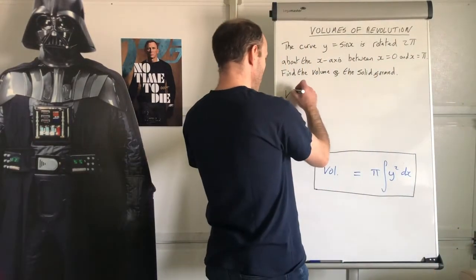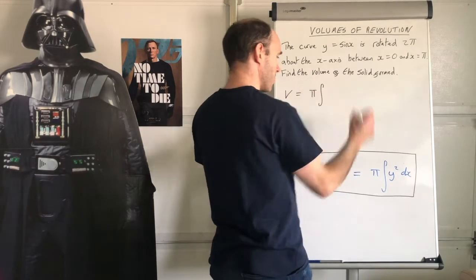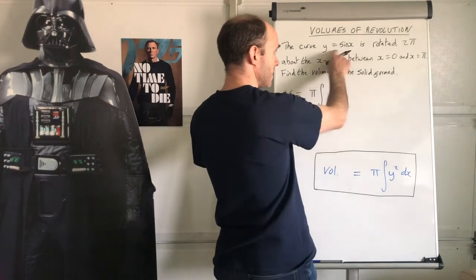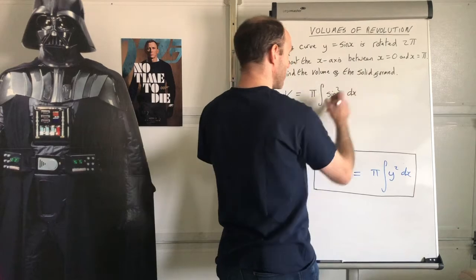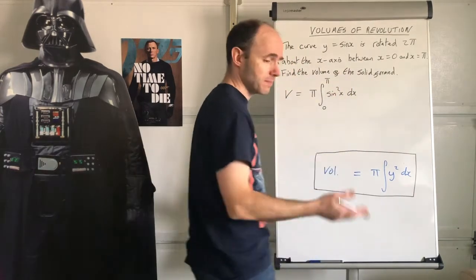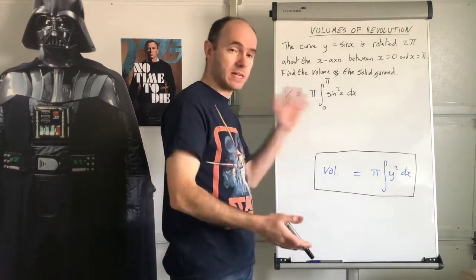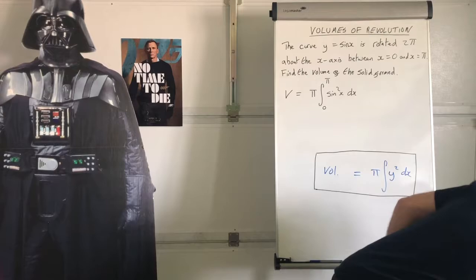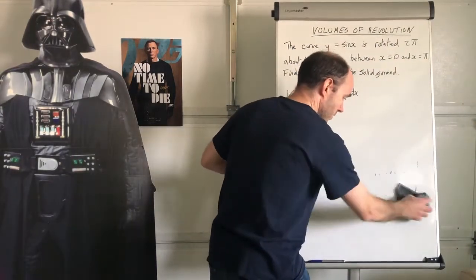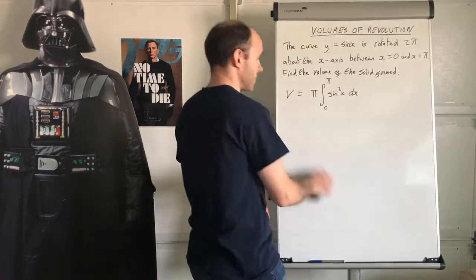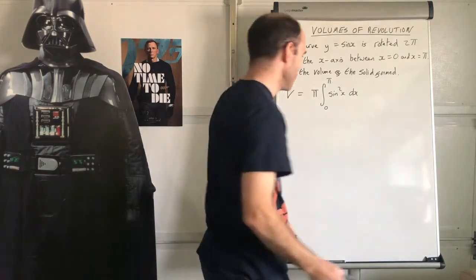The first thing you should do is either quote the formula or just substitute straight in. So its volume is pi y squared dx, where y is sine x. So pi sine squared x dx, and then put in the limits between 0 and pi. That is it. That's the volume of revolution bit done. The rest is just integration. It's just an application of using integration to find the volume. The exciting bit for me anyway starts here, where you actually get to integrate something. So we'll do that.